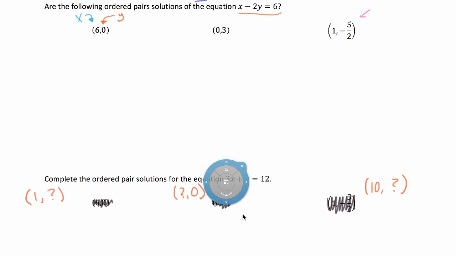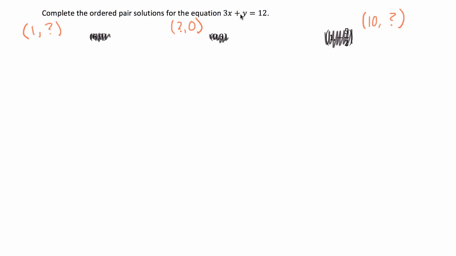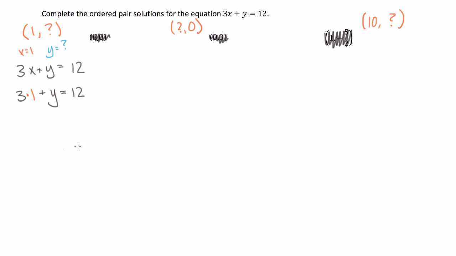And I'm going to go through one of these here, and I'm going to scroll down. So like for this first one, (1, ?), that means I'm going to take this equation, 3x plus y equals 12, and they're telling me that x equals 1 and y equals an unknown thing. So what I'm going to do here is I'm going to replace that x with 1. So I have 3 times 1 plus y, because I don't know what y is, so I'm just going to leave it as y. And so now I have this.